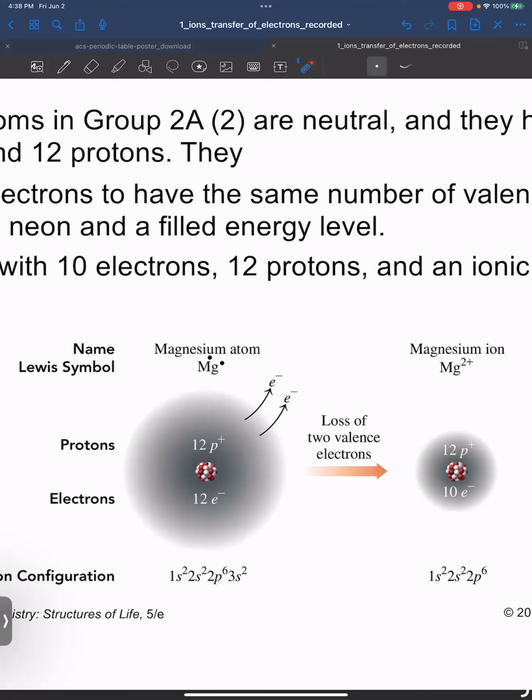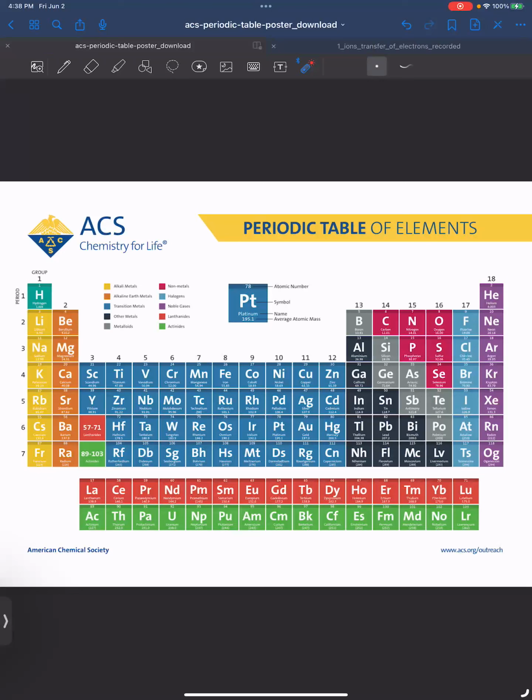So what you're going to learn and see the pattern is that group 1 metals form a +1 charge because they lose that 1 valence electron. Group 2 forms a +2 charge ion because it's going to lose those 2 valence electrons. So you're going to see patterns based on what group your element is in.